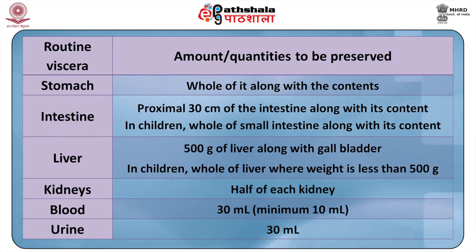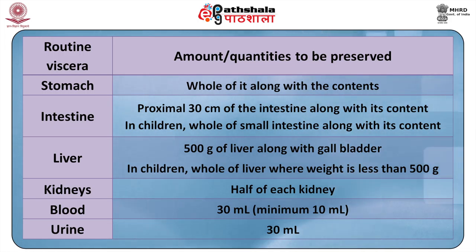Routinely we preserve the stomach, whole of the stomach along with the contents. Then intestine, approximately 30 centimeters of the initial part along with its contents, and in case of children, the whole of the small intestine along with its content is preserved. Liver, 500 grams of liver along with the gallbladder, and in case of children, the whole of the liver where weight is less than 500 grams. The kidneys, half of each kidney is preserved.